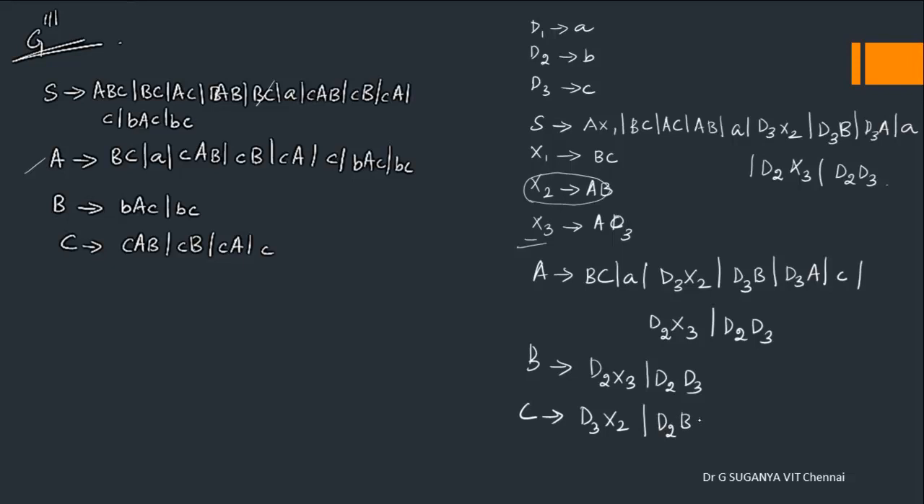D2B. Then you have D2A followed by C. So now you look at all the productions, either you have two non-terminals or a single terminal on the right. So that is Chomsky normal form. Okay, hope you enjoyed and understood how this grammar gets converted to Chomsky normal form.